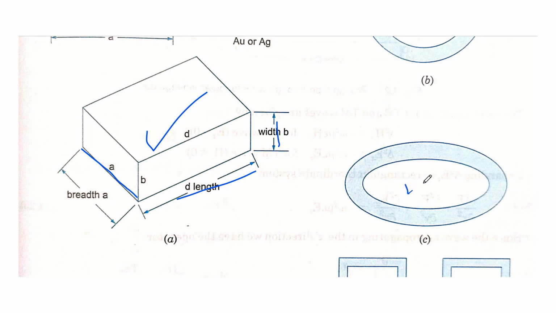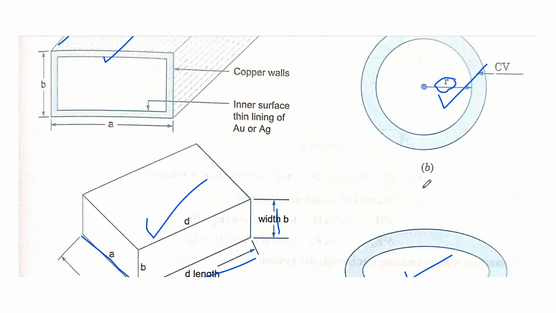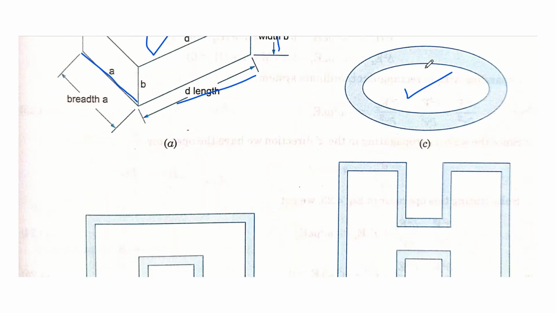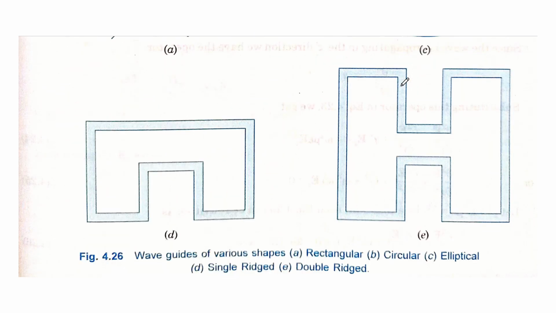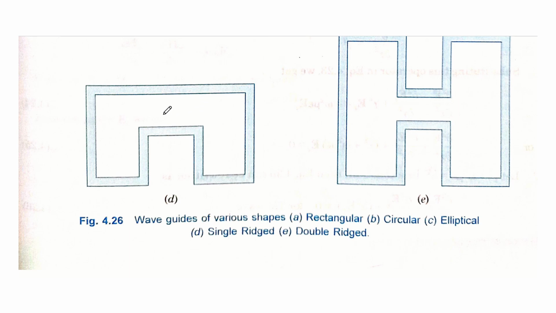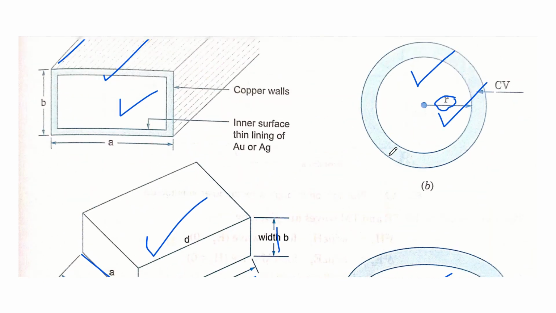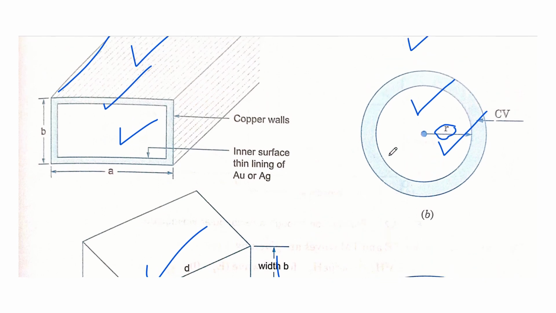Now let's see, it is the elliptical waveguide. Sometimes we use this type of structure also. Mostly, in most laboratories and for practical purposes, we use only rectangular and circular waveguides. Here it is the elliptical waveguide, and these two are ridged waveguides. It is a single ridged waveguide and it is a double ridged waveguide. These are also used in some other applications based on their uses. Okay, and this is about the types of waveguides. I hope you understood this topic. Thank you for watching this video.